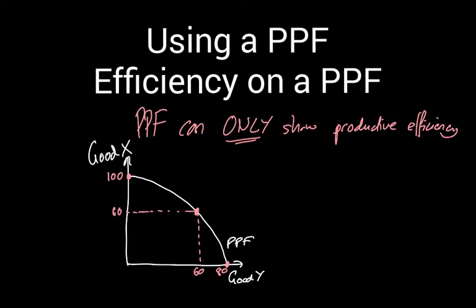So is that point there productively efficient? Yes, that point is still productively efficient. There's no way that we can generate more of one without giving up something of the other. So, for instance, if we wanted to generate more than 60 units of good X, i.e. we wanted to move up here, the only way that we can do that is to give up some of good Y. Move like this. That means that we are productively efficient at this point.